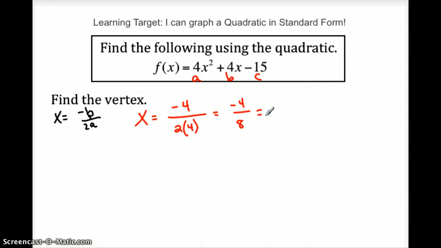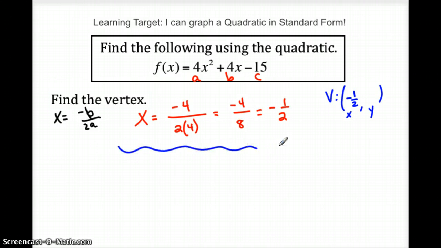Now that's a fraction that I can reduce to negative 1/2. All right, so we've got a fraction. So the x value is negative 1/2. I've got to find the y value so I can have my coordinate point for my vertex. How do I do that? I plug my x number into the original function. So let's see.